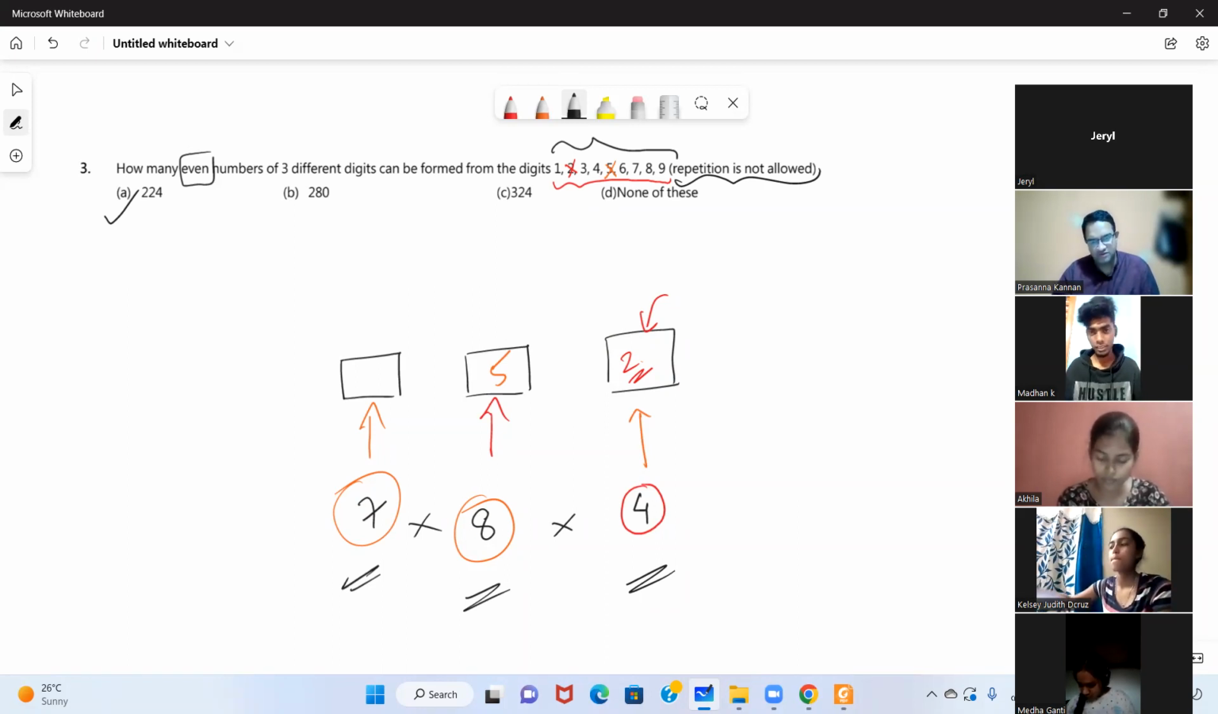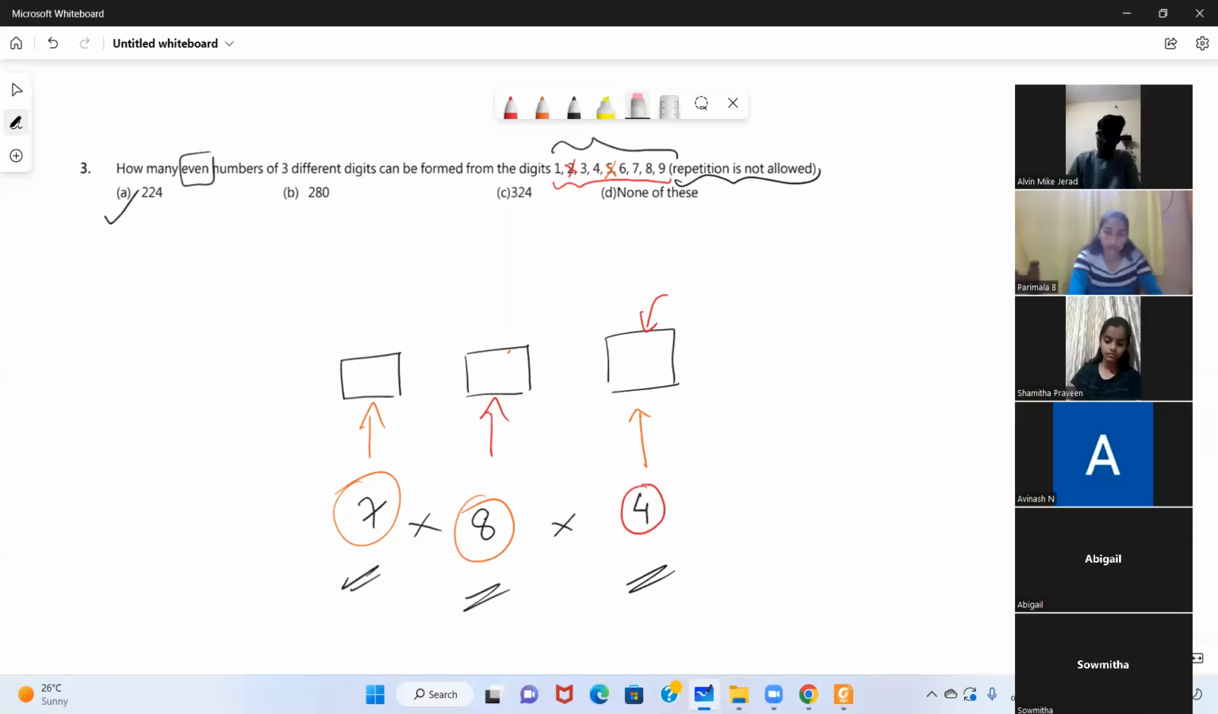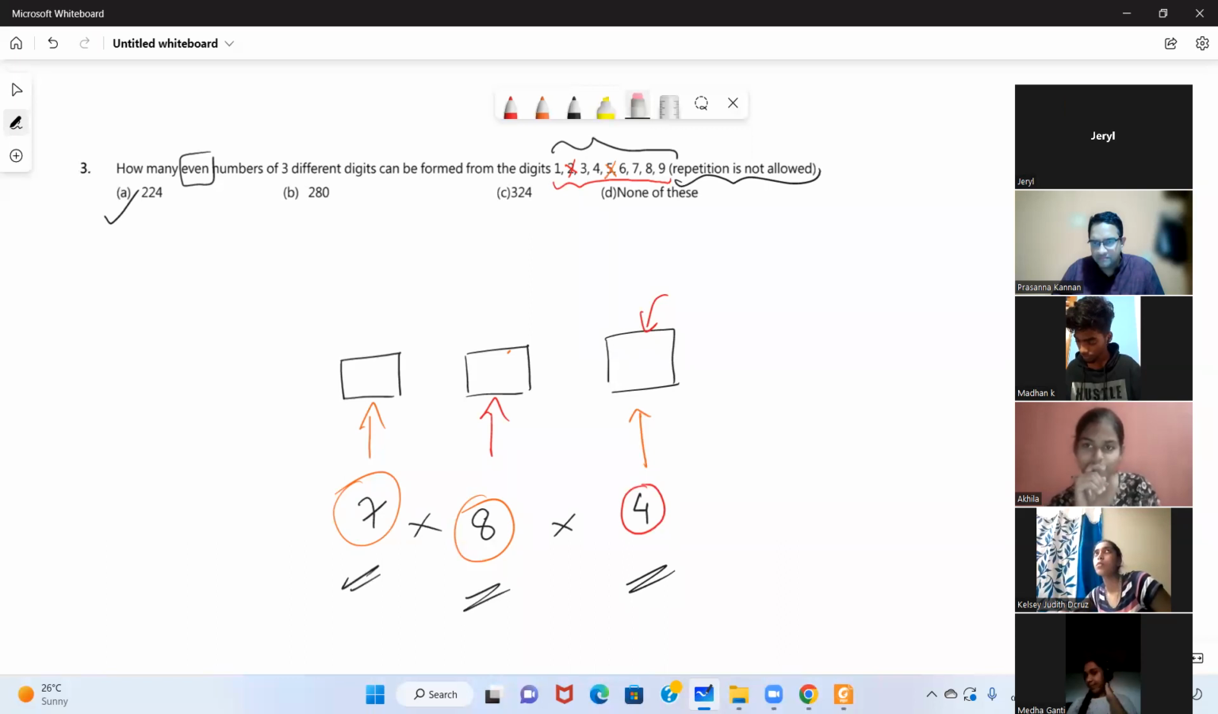Understood this? Okay. Now I want some people to explain this for me. I know Madan has understood, yes? Good, Madan. Who else has understood? Jeril, have you understood? Sure? I'm sure you understood the units place thing. Did you understand the tens place? Can you explain?